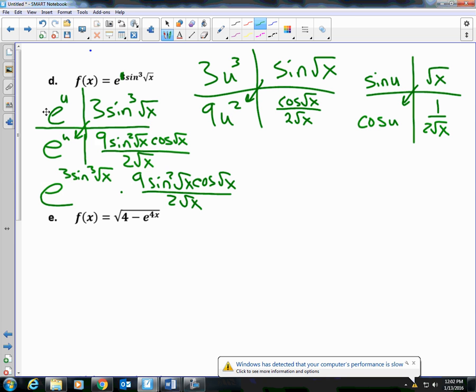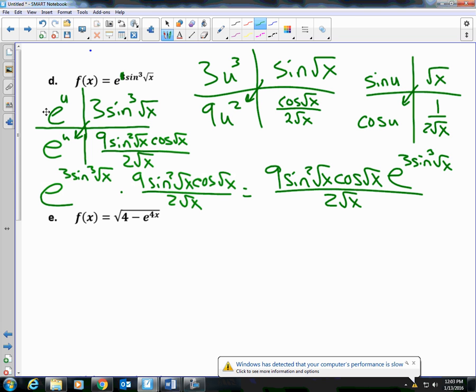I think I actually wrote it during first hour, the second hour, I think I wrote it like this instead. 9 sine squared root of x cosine root of x e to the 3 sine cubed root of x all over 2 roots of x, and I would accept either or. Really not that big of a deal.